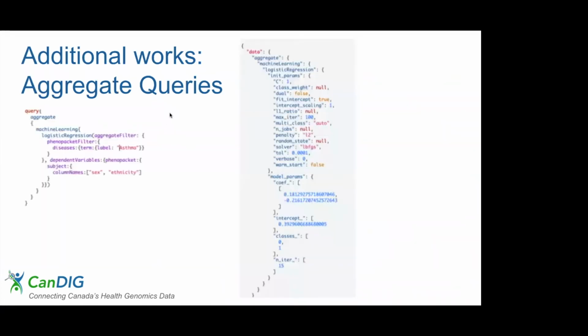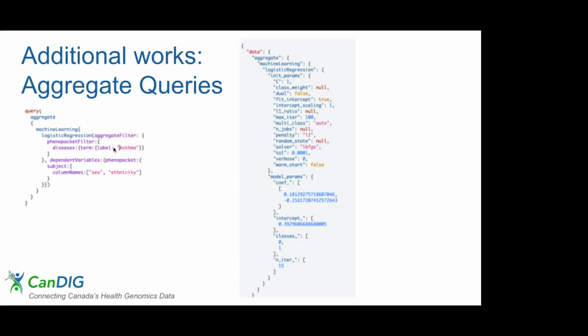There is also some additional work I have done for the GraphQL interface. I implemented some aggregate queries. In this example, I implemented a machine learning logistic regression model query. On the right side is the GraphQL query. For the input, it has an aggregate filter, which defines what field they want to filter on.